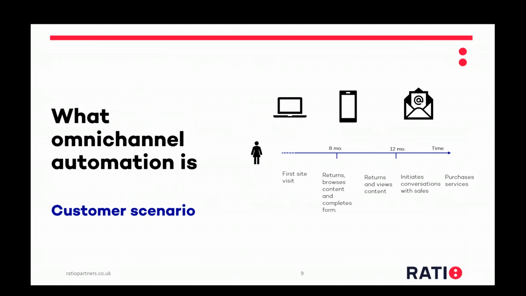So let's look at a couple of examples of what omnichannel automation is and could look like. So looking at it from the customer's perspective. A very simple example: a customer, she visits your website for the first time. She comes back several months later, returns, browses, looks at more content, and perhaps this time completes a form. She leaves, returns at another point, views some more content.